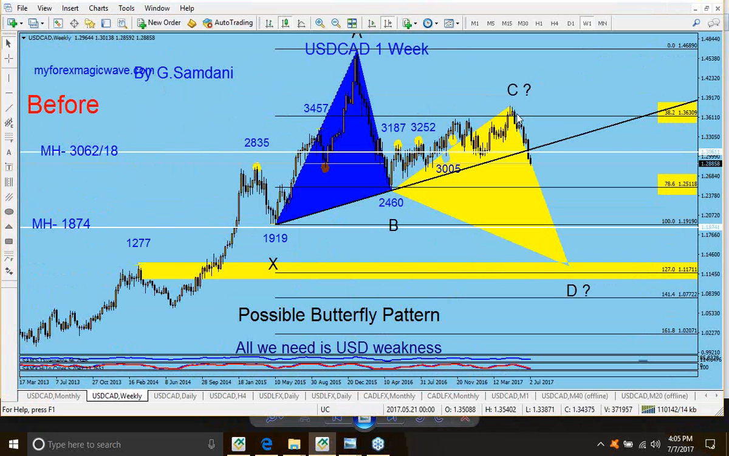See, this is the pair. When I made this chart, we were here. Okay. And since then, I said we're going to drop. This is harmonic pattern again, butterfly, and it's straight line. It's dropping in a straight line.